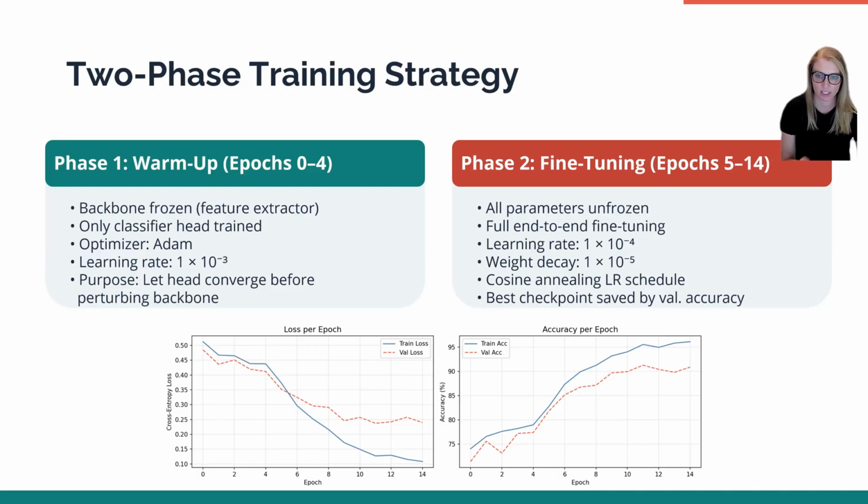Phase 2 is the fine-tuning. So all of our parameters were then unfrozen, making it full end-to-end fine-tuning. Our learning rate was increased and our weight decay was increased. And every model that produced the best validation accuracy was saved so that we always had our best model as our checkpoint.